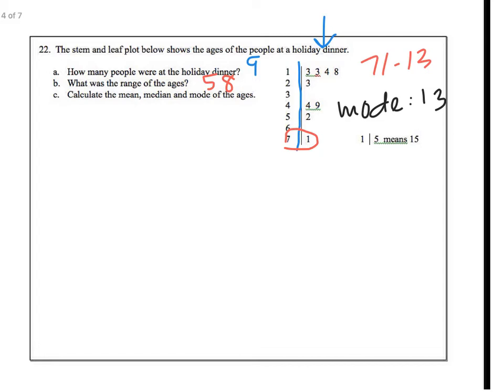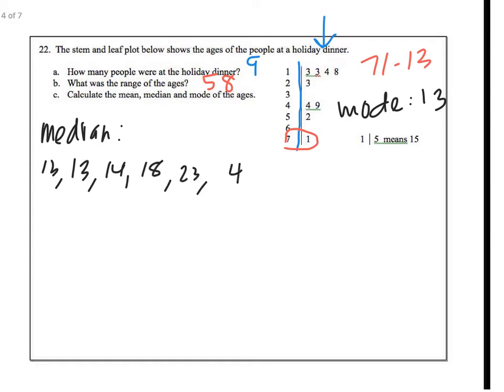Median and mean. So median. Again, you could write them all in order. So I'd have 13, 13, 14, 18, 23, 44, 49, 52 and 71, and you don't have to write them in order, but I like to. And then we're just going to cross off 1 from each side.